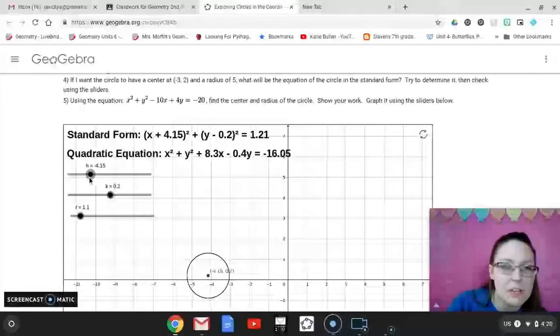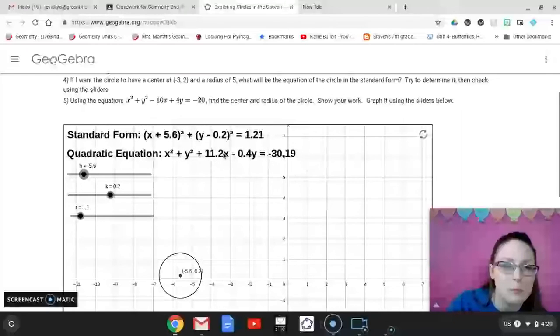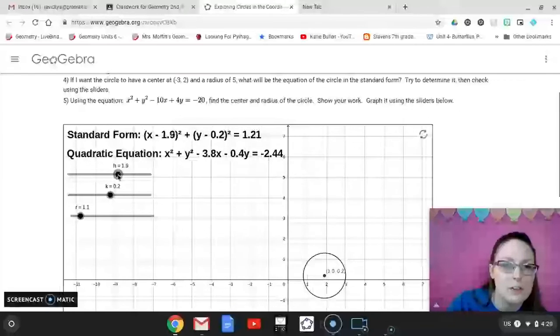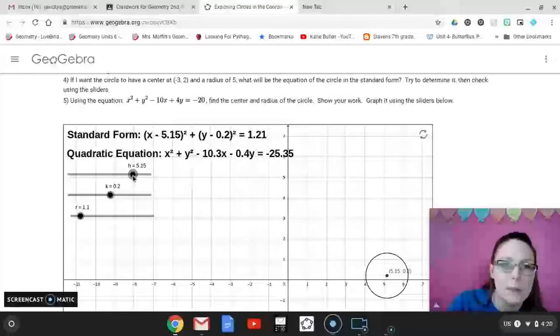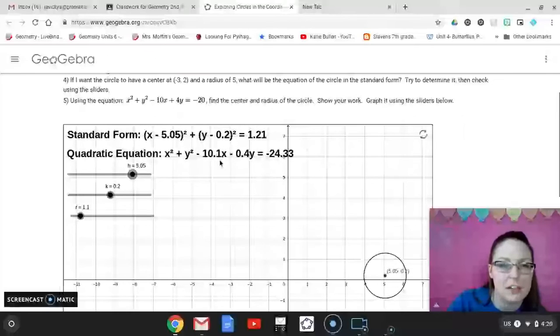All right, so I can see when I'm moving it this way, look, these are getting larger, and so I need to go the other way. All right, negative 10. Okay, negative 10.1, that's pretty close to negative 10 right there.